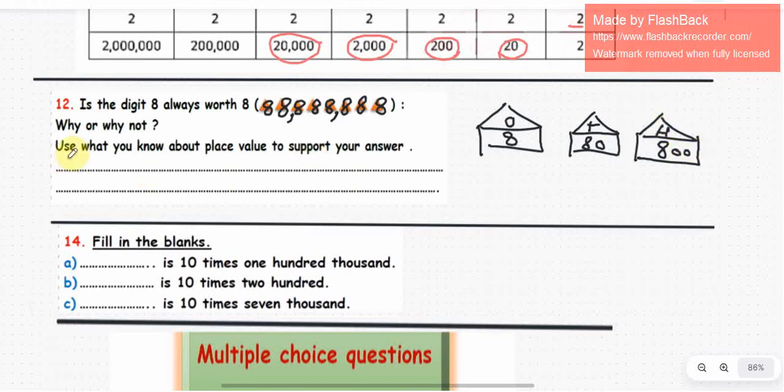So that means use what you know about place value to support your answer. Will 8 always be 8? No, of course. How can I write the answer? I will say when I change the place value, the value will change. So I'm going to write: when I change the place value, the value will change.